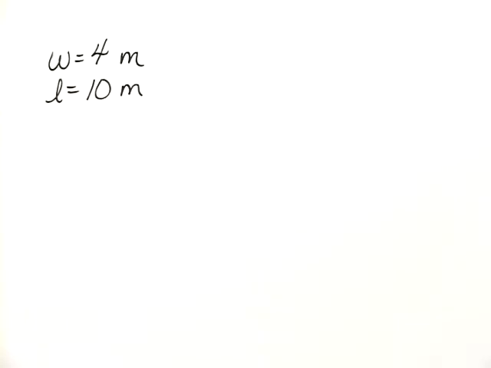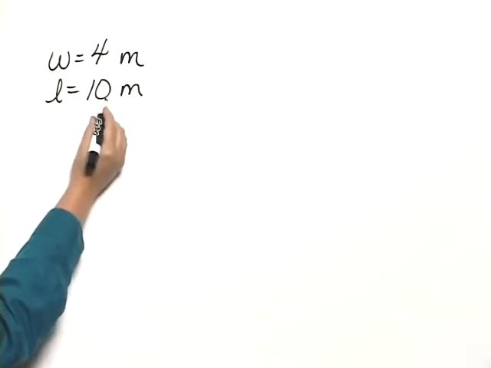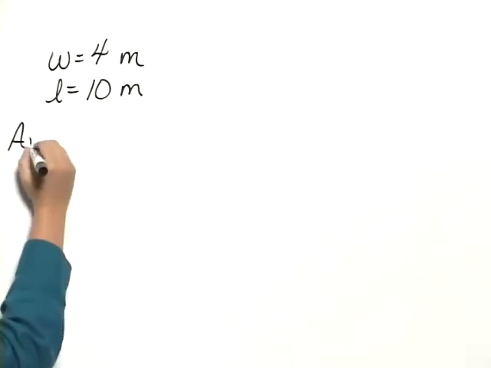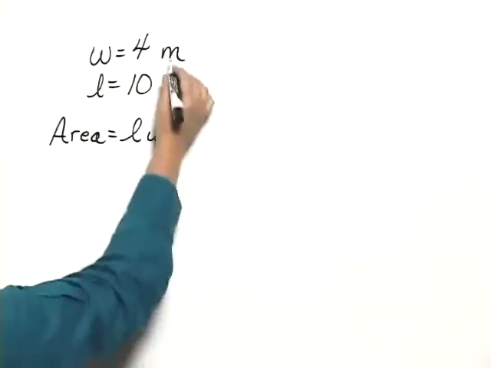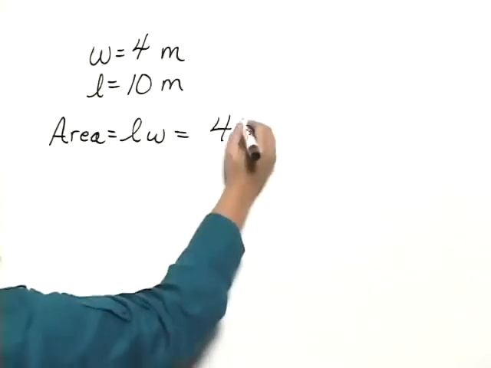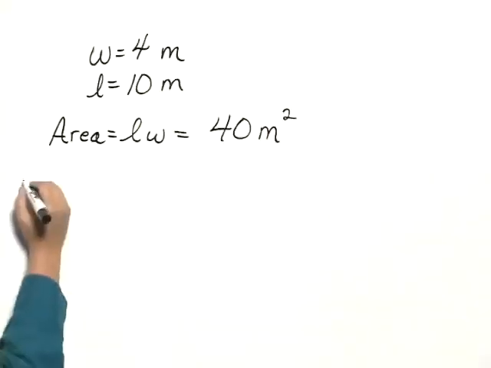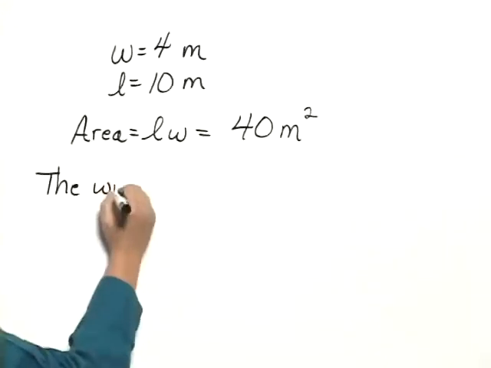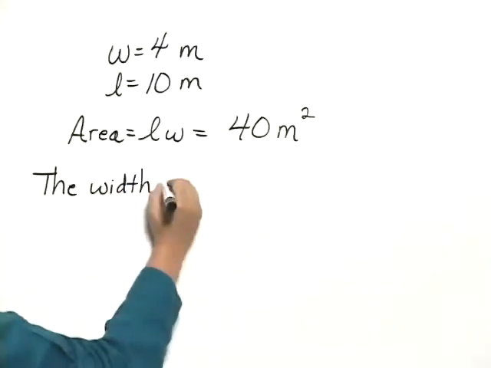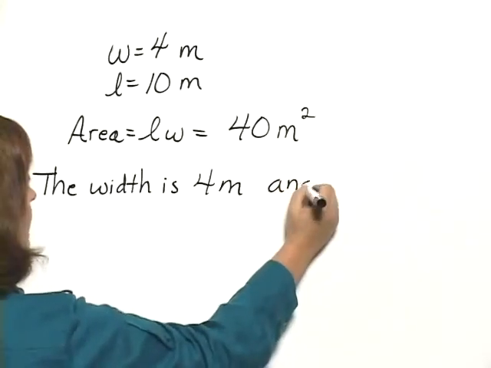As the fourth step in the process, we need to check. If we have a 4 meter width and a 10 meter length, we would have an area, which is length times width, of 4 meters times 10 meters, or 40 square meters. So it does check, and as a final step, we state that the width is 4 meters and the length is 10 meters.